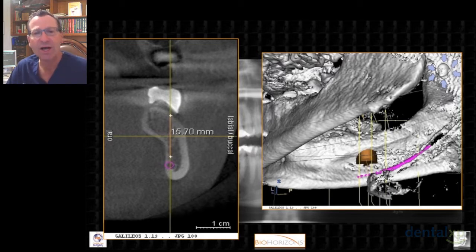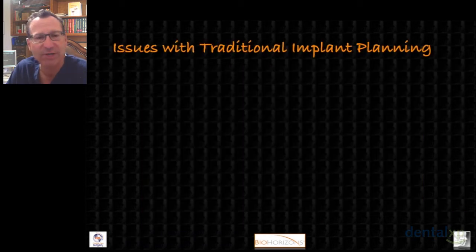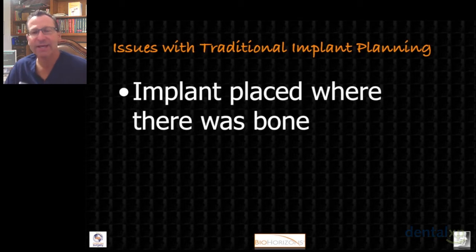And so, this is one of the pitfalls of two-dimensional imaging and planning implants, especially in this area of the mouth, but really anywhere, is that 2D just doesn't give you a full picture. The issues with traditional implant planning is that many times we would look on our two-dimensional images.